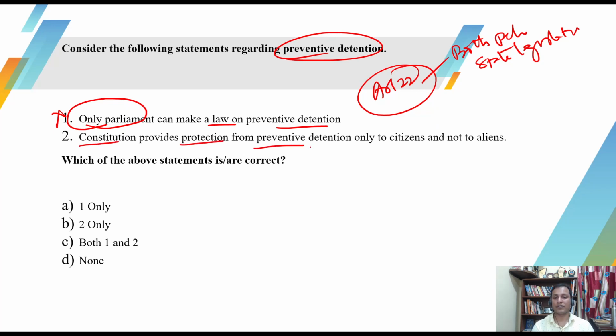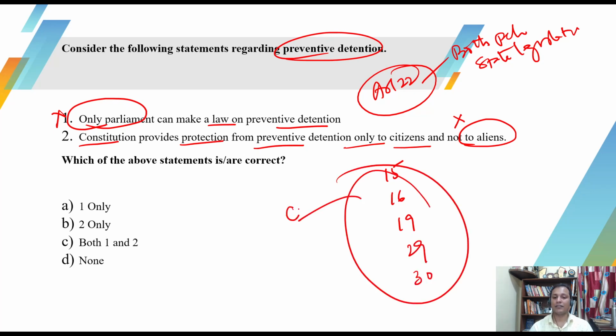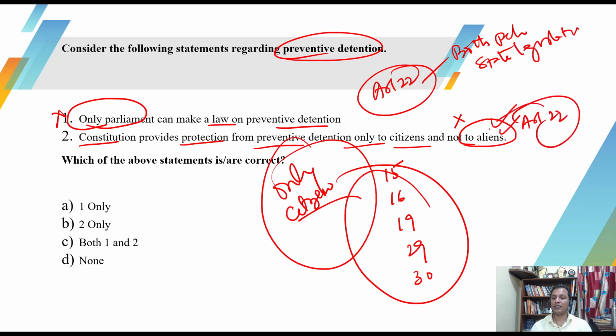Constitution provides protection from preventive detention only to citizens and not to aliens. Guys, here also this statement is incorrect. Why? Because this is provided both to citizens and aliens. Guys, there are only a few fundamental rights which are given only to citizens. These are Article 15, Article 16, Article 19, Article 29 and Article 30. Otherwise, all other fundamental rights are also enjoyed by aliens. So Article 22 is also enjoyed by aliens. So this is an incorrect statement. So answer will be none. Let us move to the next question.